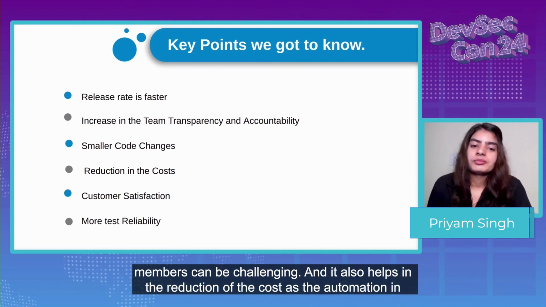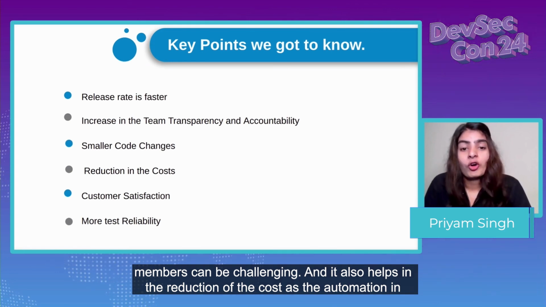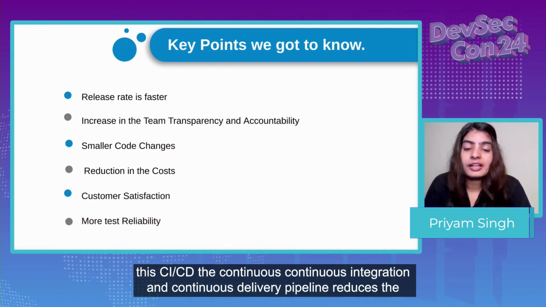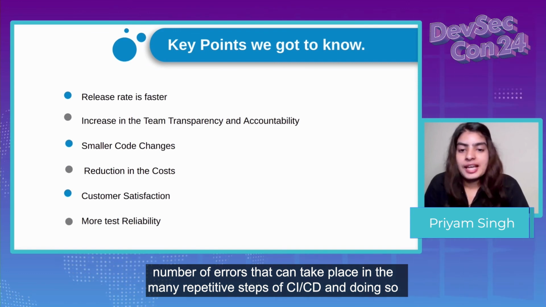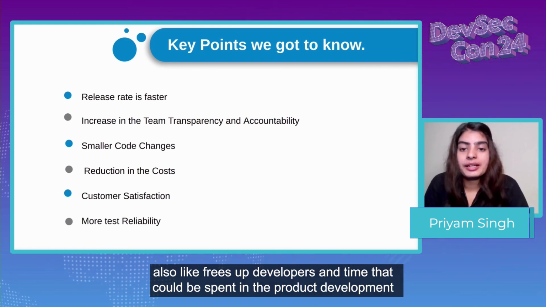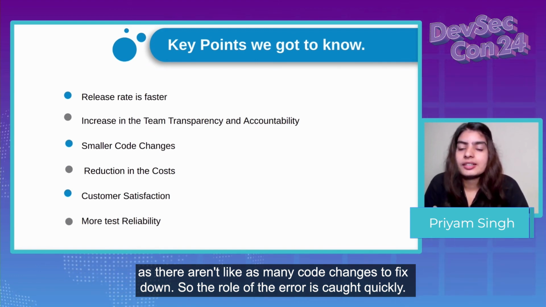It also helps in the reduction of cost, as the automation in the CI/CD pipeline reduces the number of errors that can take place in the many repetitive steps of CI/CD. Doing so also frees up developers' time that could be spent on product development, as there aren't as many code changes to fix. So the error is caught quickly.